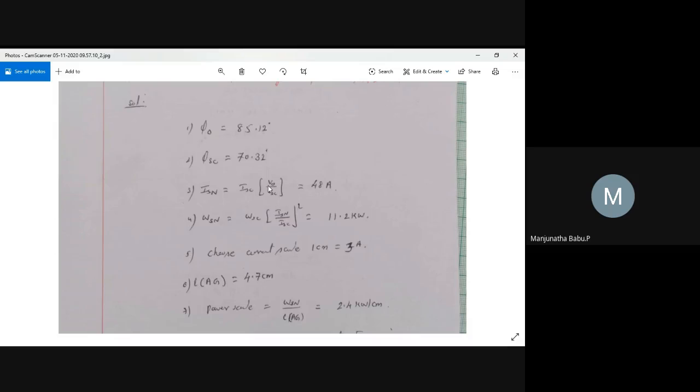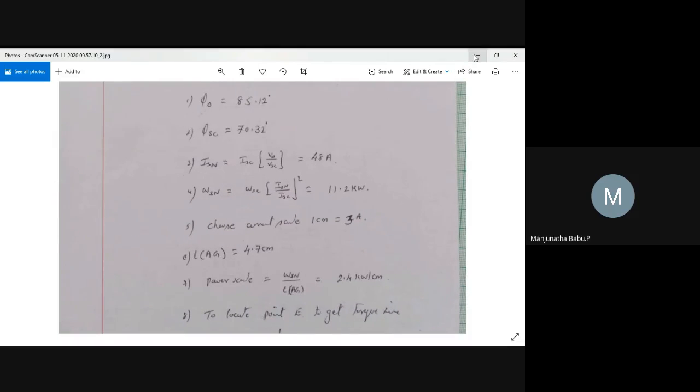Now based on this, choose the current scale. ISN is equal to 48 amps. It is left to you whether to go for 5 amps or 2 amps. Here I am choosing the current scale as 3 amps. Now with respect to this current scale, I'll go for the graph.